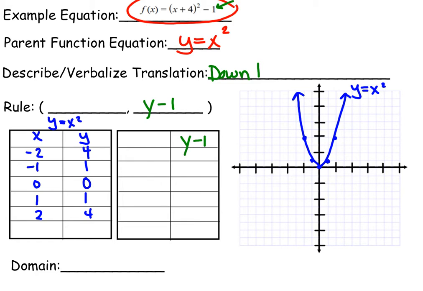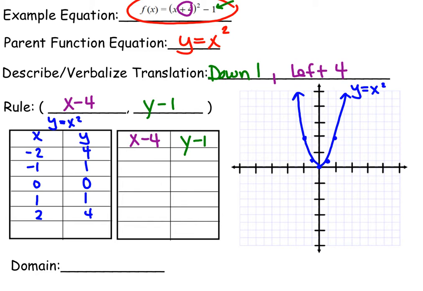All right. The next piece is inside the function, plus 4. That's a horizontal translation. We have to think opposite when it's inside. So it's going to be left 4 on the x-axis. So for our rule to go left 4, we have to subtract 4 from all of our x's, so x minus 4. So in our chart, x minus 4.